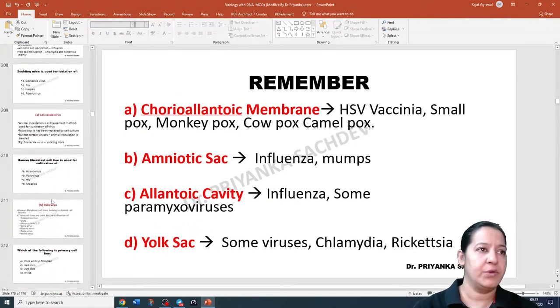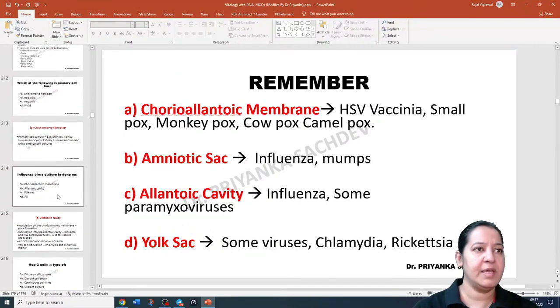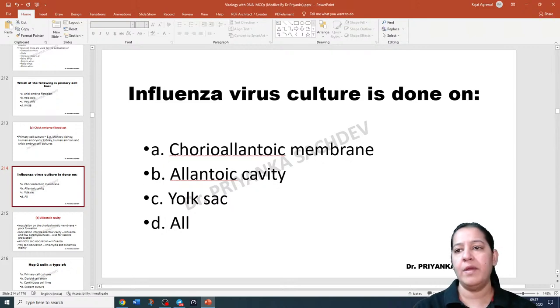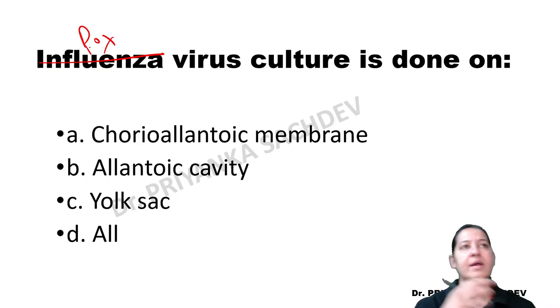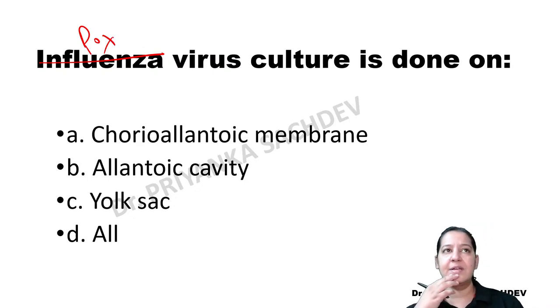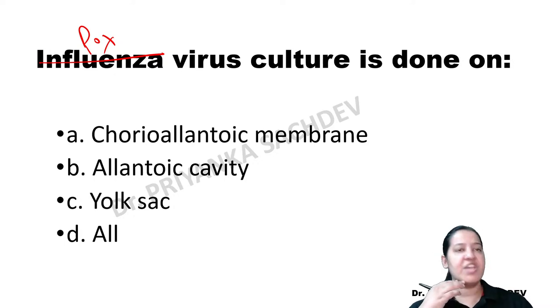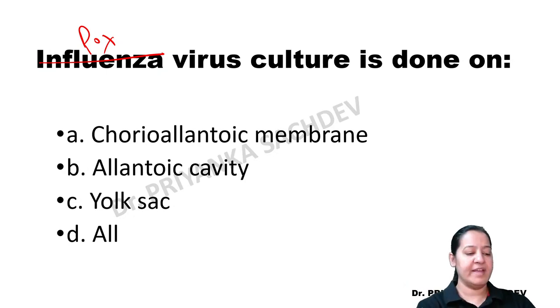Okay, so here I am. You can see, this was the question. Now, if I change the question, and instead of influenza virus I give you pox virus, what is your answer now? From ABCD, what is your answer now? Pox virus culture can be done on which cavity of the egg? I'm changing the question. You tell me the correct answer now. Everyone? Yes, you are right. In this scenario, your answer will be A, right?